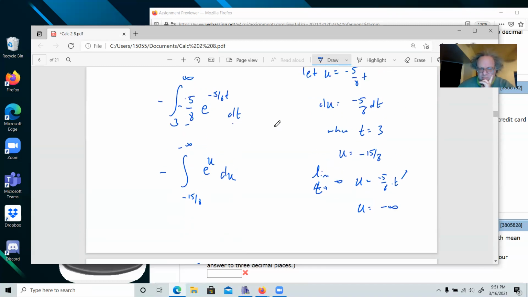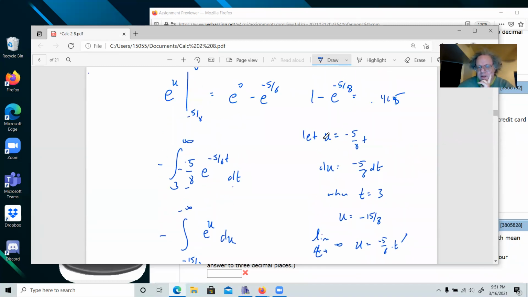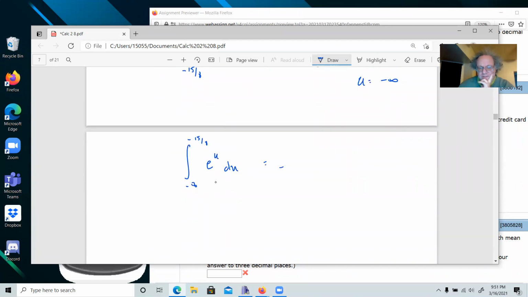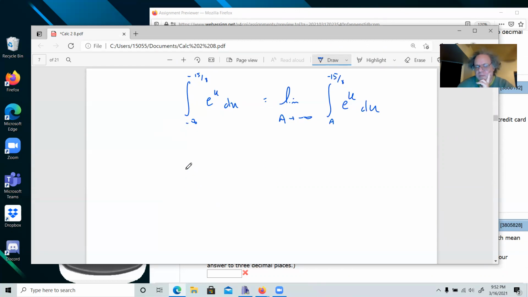For a moment, I was worried because t has to be greater than 0, but u is going to be less than 0. Okay, so this limit makes sense. As a goes to negative infinity, the integral of a to negative 15/8 of e to the u du. By the way, you could find the general integral for this and just replace it, and then go back to t space. There are several ways to do this, and they're all going to be okay.